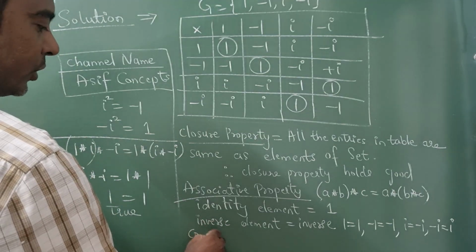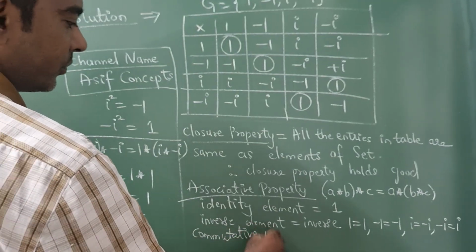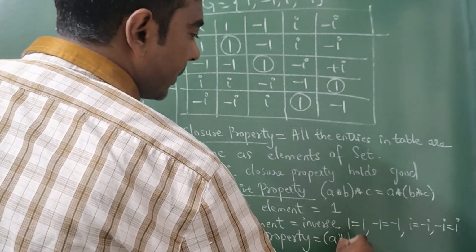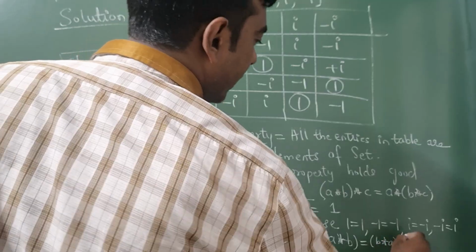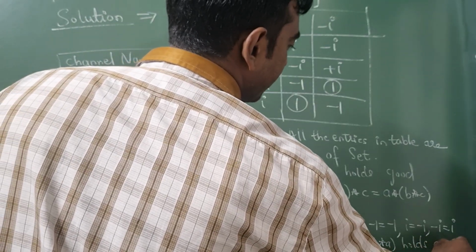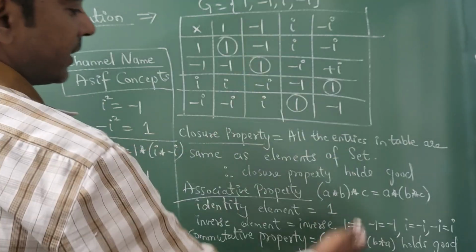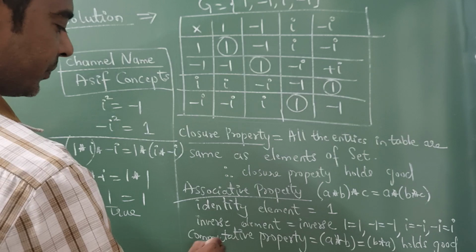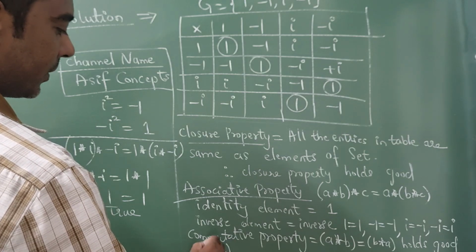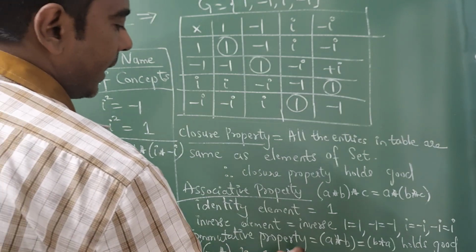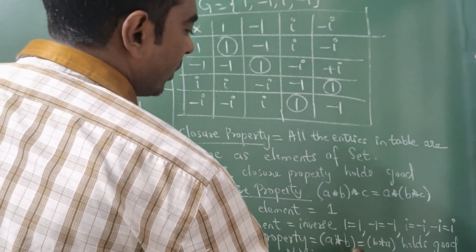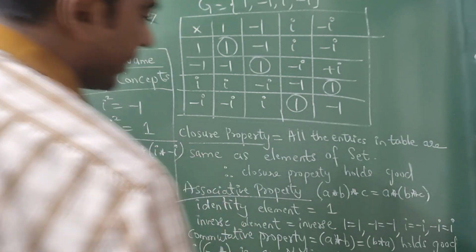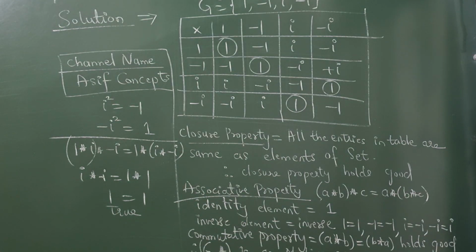Now last one is commutative property. What does the commutative property say? A star B is equal to B star A holds good. You can take 1 and minus 1 and you can prove it. Minus 1 into 1. Therefore, G comma star is an abelian group, or you can write fourth roots of unity form an abelian group under multiplication.